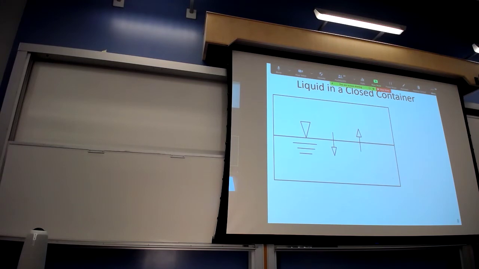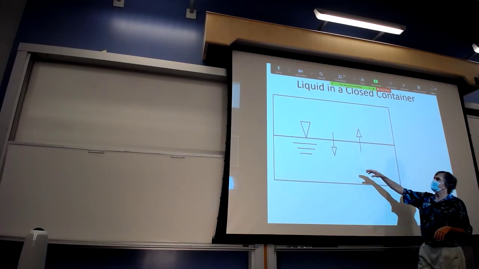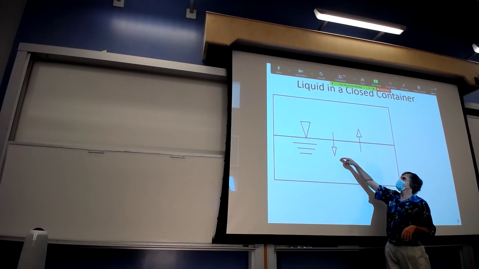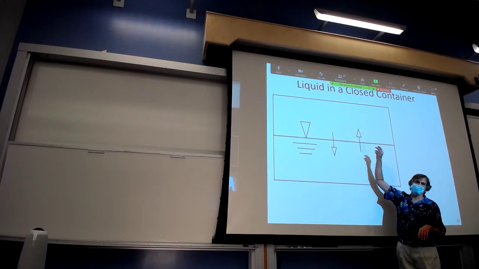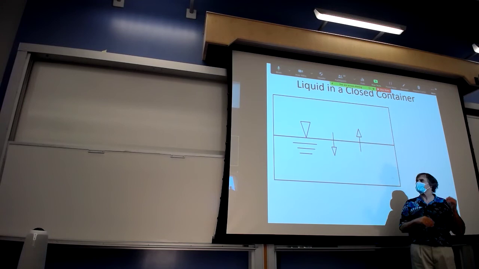So again, this is what I indicated before. We're going to have this container, and we've got molecules going from gas to liquid, molecules going from liquid to gas, and ultimately they hit a balance.